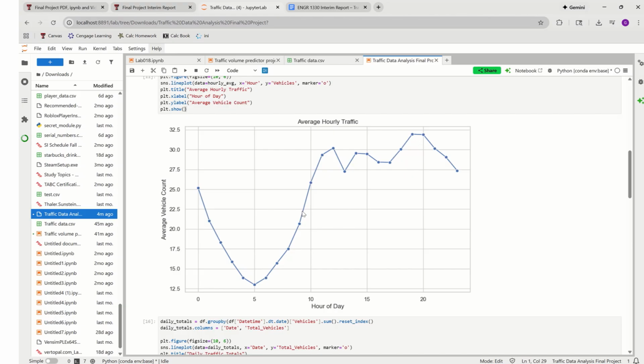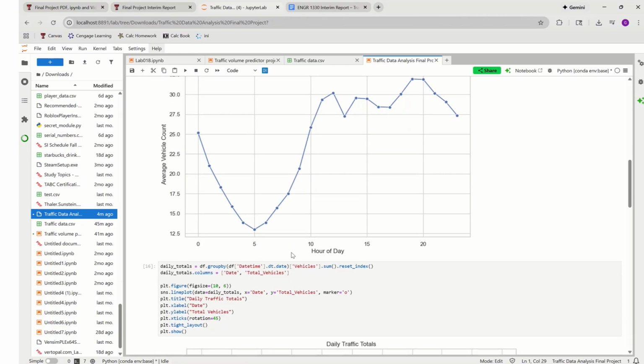They'll be going home around here, and maybe people will be going to school or going out for their day right here. This is during the day. It makes sense why the hours are so high, and this is where people are starting to head home, so that also makes sense. That helps us see why traffic is the way it is in this specific place on average throughout the days.